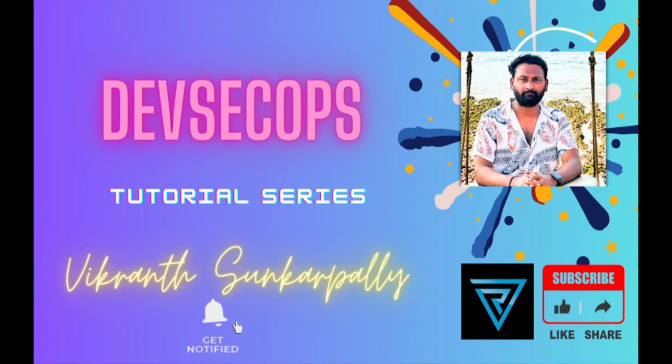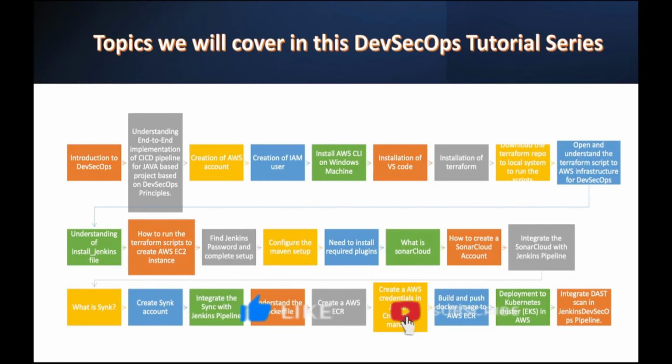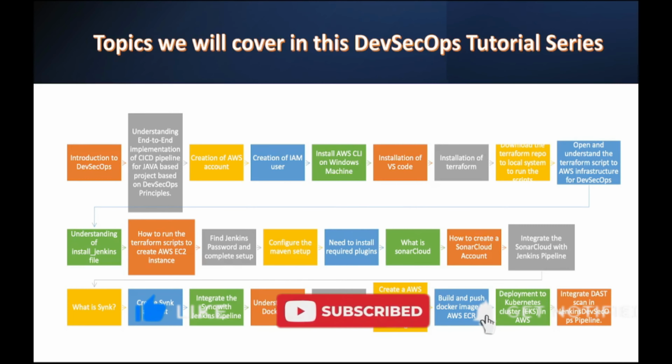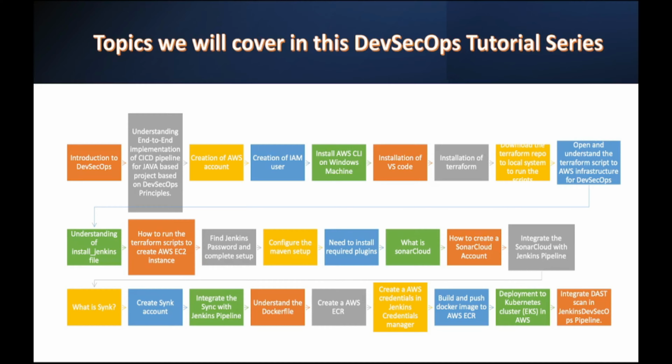We are going to see the DevSecOps complete tutorial series. So the topics we are going to cover in this DevSecOps tutorial series are these steps. One by one we will be seeing them and then we are going to implement. Please don't skip any tutorial or any video. In between, I will be giving some tips and tricks on how to run a script and also how to write a script.